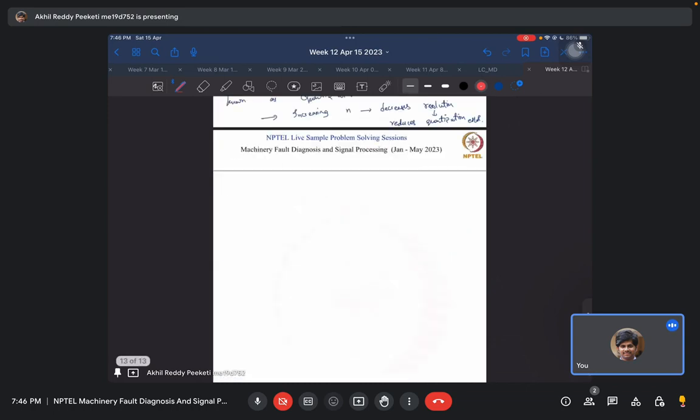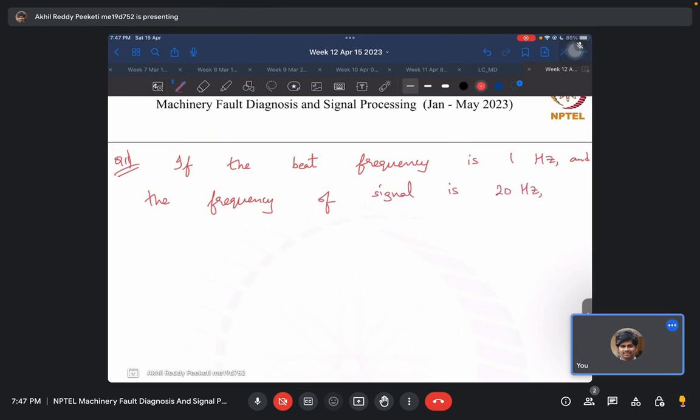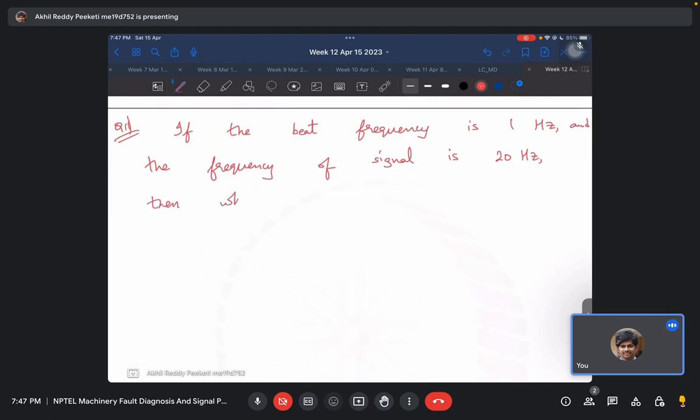Okay, so now let's move to the next question. The beat frequency is 1 hertz and the frequency of one signal is 20 hertz, then what could be the frequencies of the other signal.